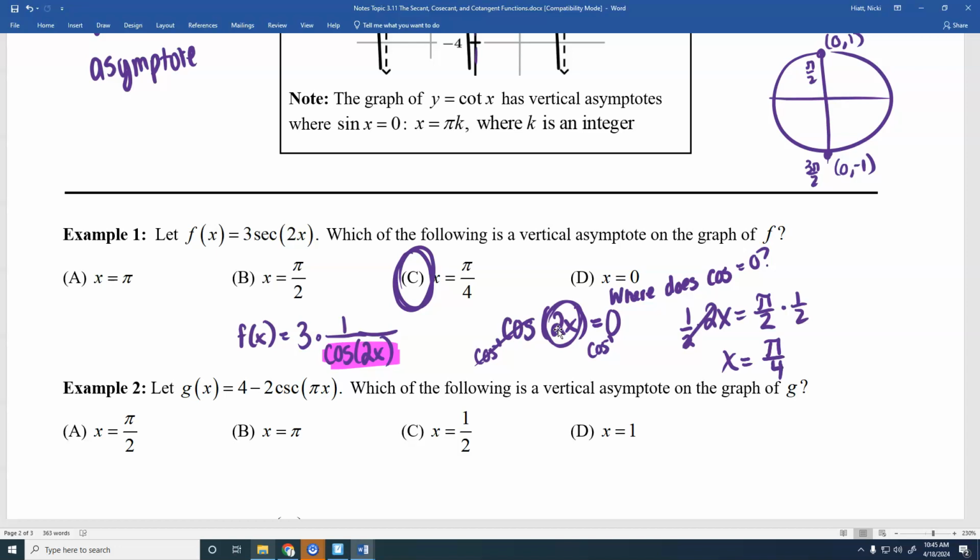Questions there? All right, number 2 is asking us about vertical asymptotes of g of x. This time it's a cosecant function. What does this 4 right here do to the graph?